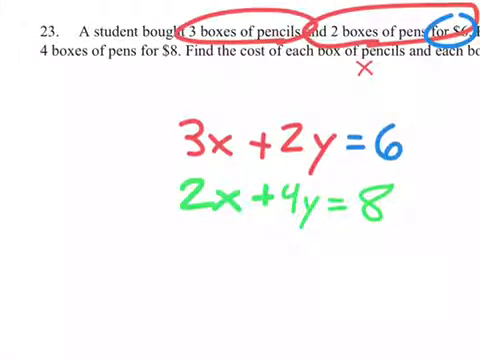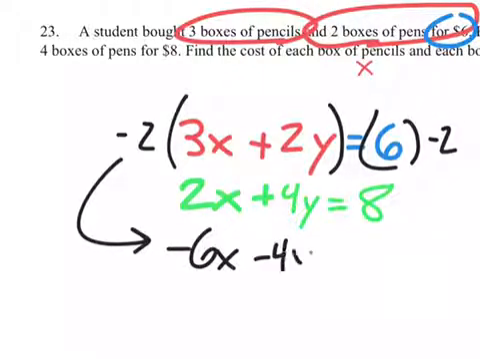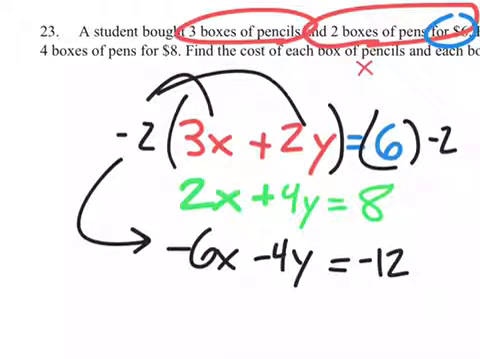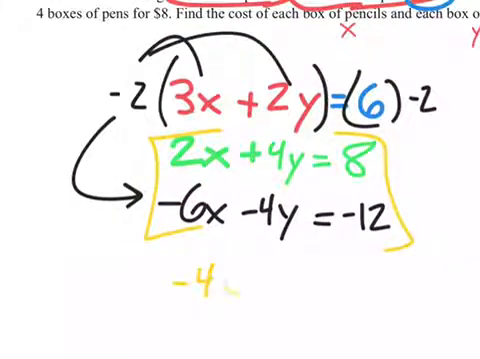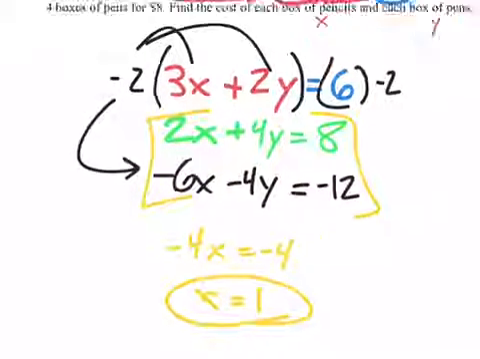I'm going to pick to cancel out my y's because I recognize if I can get this to become a negative 4y, it'll cancel. So with that, I need to multiply everything here by negative 2. Bring it down, so we have a negative 6x minus 4y is equal to a negative 12. And now these are ready to be added up. So we're going to get a negative 4x, y's cancel out, is equal to a negative 4. So a box of pencils is equal to $1.